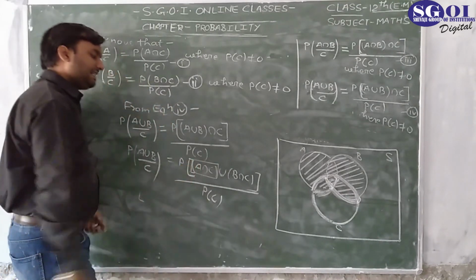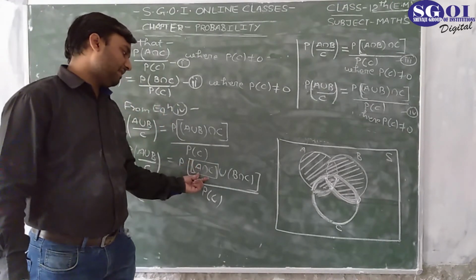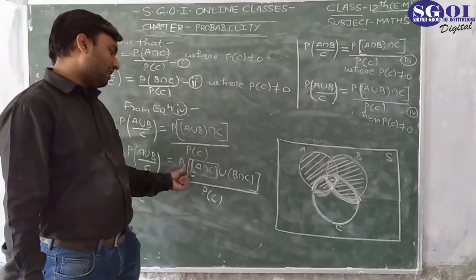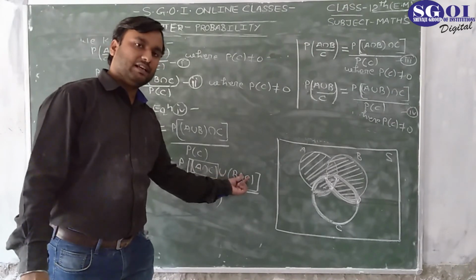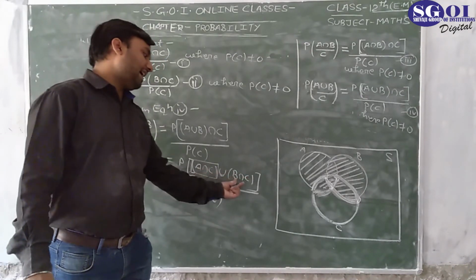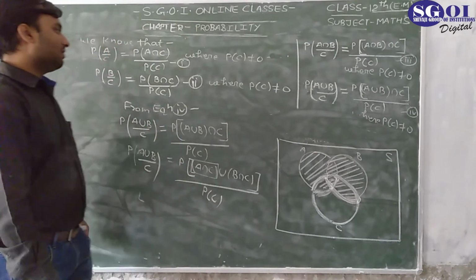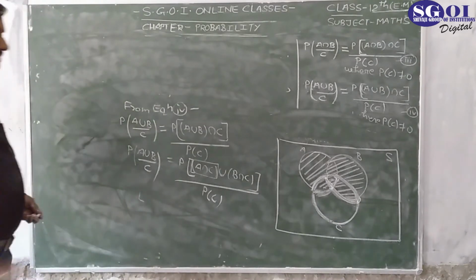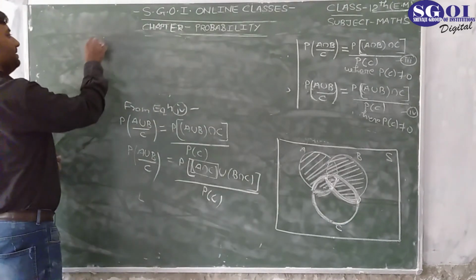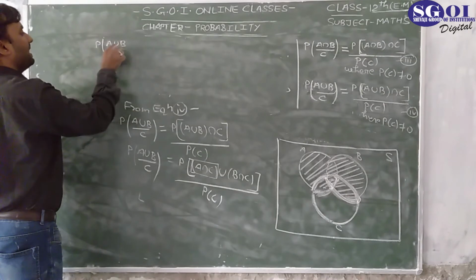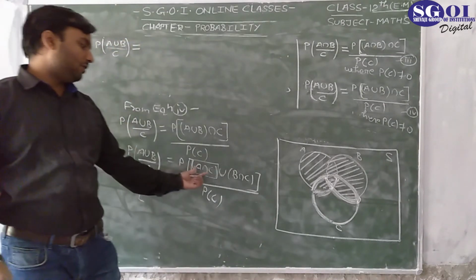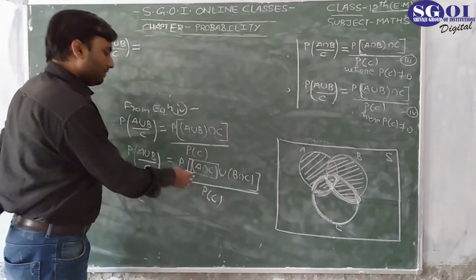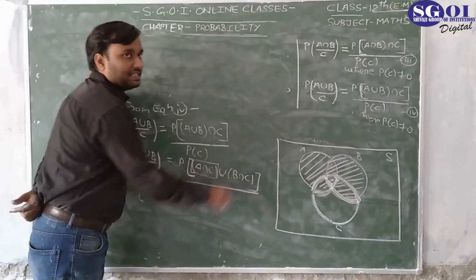Now, if I suppose A intersection C as A and B intersection C as B, then we will find the formula of probability A union B, where A is A intersection C and B is B intersection C. So what is the formula? Formula is probability of A plus probability of B. Probability of A union B by C, I will suppose A intersection C as A and B intersection C as B. So formula becomes probability of A union B.